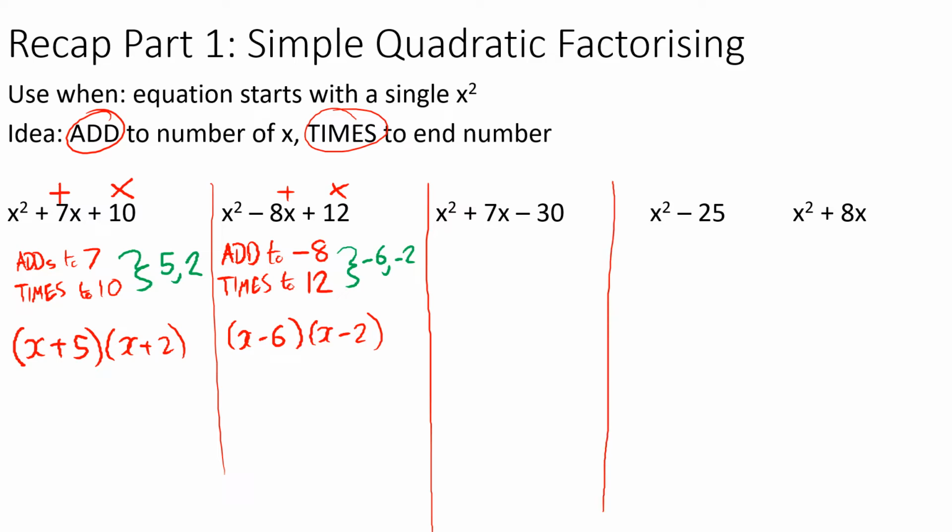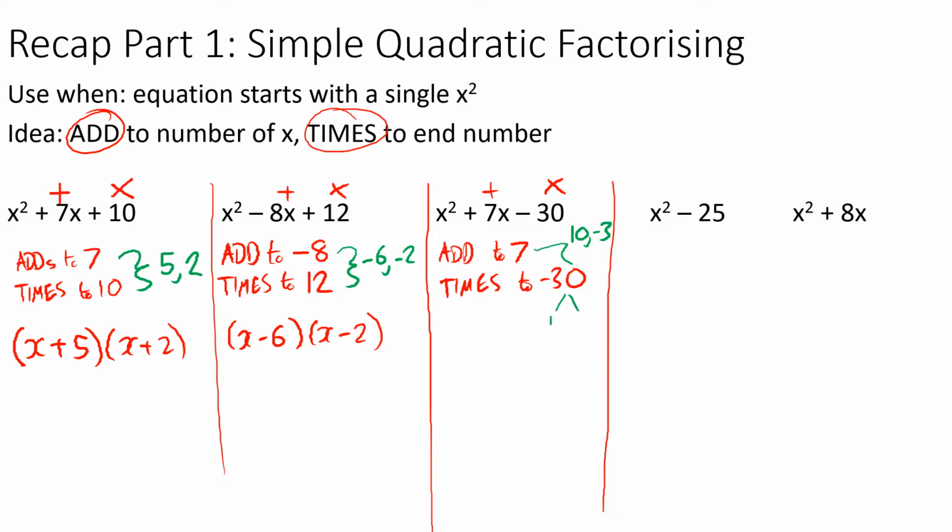I'd like you to try the next 3 yourself first, but I'm going to assume you've paused and tried it. We'd want to add to 7, and we want to times to minus 30. Because they times to a negative, one's positive and one's negative, so you're thinking it's a subtraction sum that gives you the 7, and the answers are going to be 10 and minus 3.